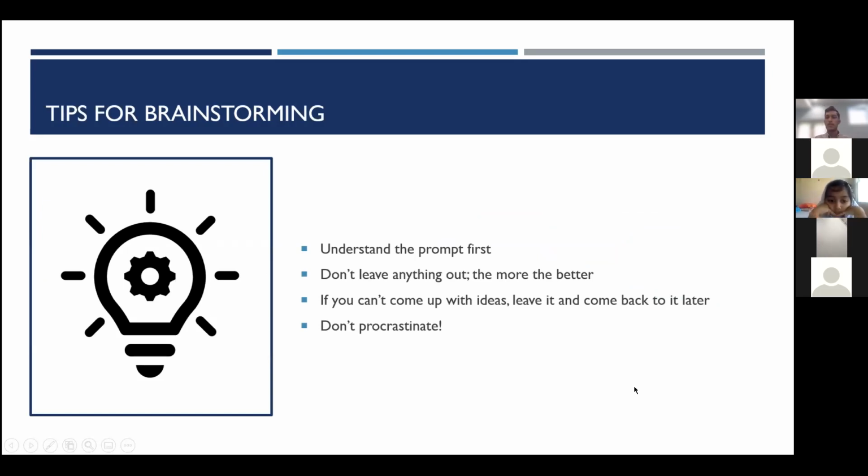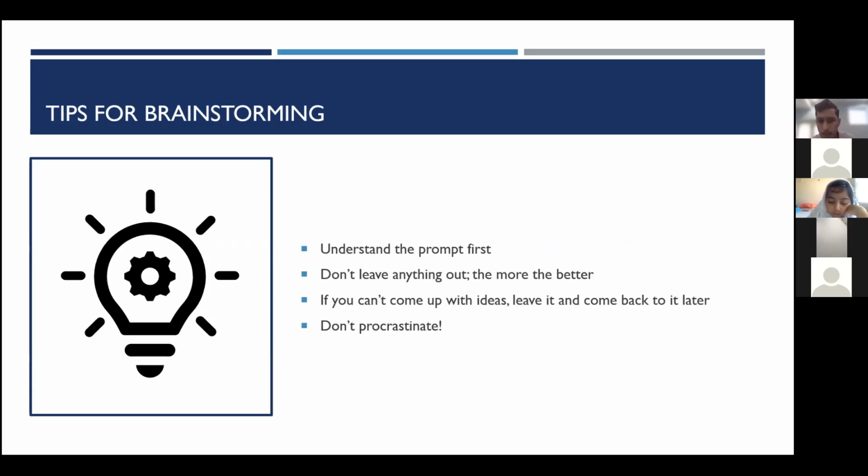Yes, so some quick tips for brainstorming, inshallah. Like I mentioned, you understand the prompt first. Make sure you understand what the question is. Secondly, make sure you don't leave anything out. Again, like I mentioned, the more you can write, the better it is, the more ideas you're going to be able to come up with.